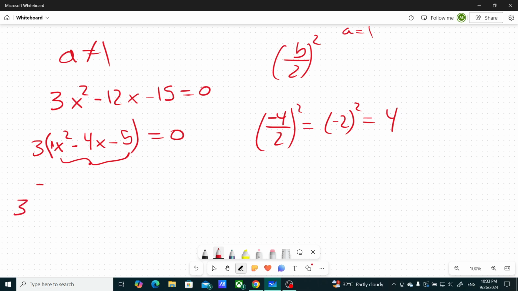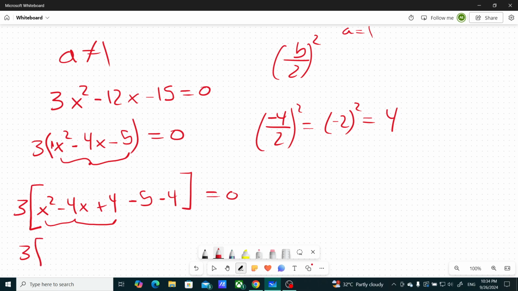So I will have the 3, and my magic number that I need to add to make it a perfect square trinomial is 4. So I'm going to have x squared minus 4x plus 4 minus 5, and as usual minus 4 to keep it the same. Okay, so now this part became a perfect square trinomial.